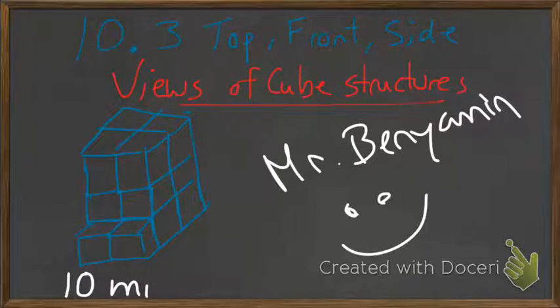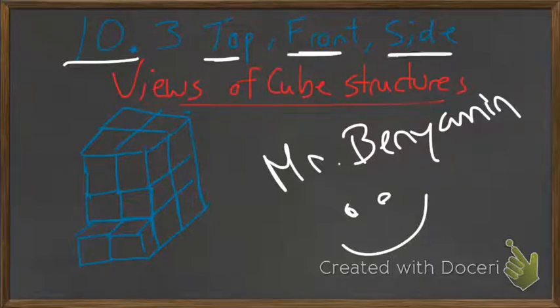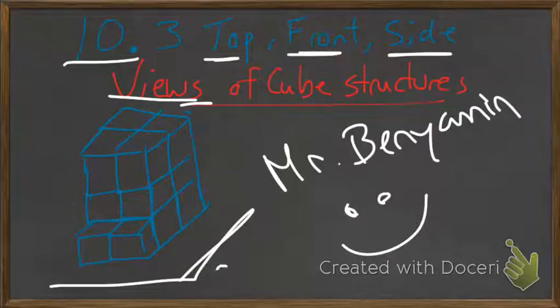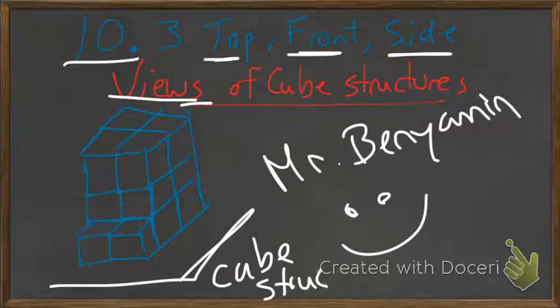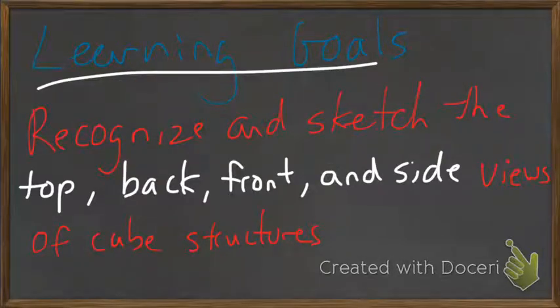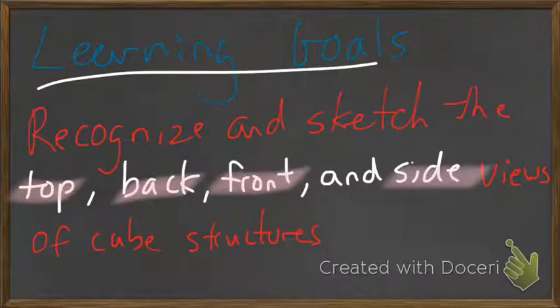But we are going to be using this shape, and today we're going to be looking at 10.3 in our textbooks, which is the top, front, and side views of cube structures. So this right here, this is a cube structure, if you couldn't tell. And we're going to be looking at the different views of it, specifically top, front, and side. Our learning goals for today is to recognize and sketch the top, back, front, and sides. If I'm honest, we're probably not going to be doing back. So it's really just the top, front, and sides. Sides, there's an S there. Sorry. Views of cube structures.